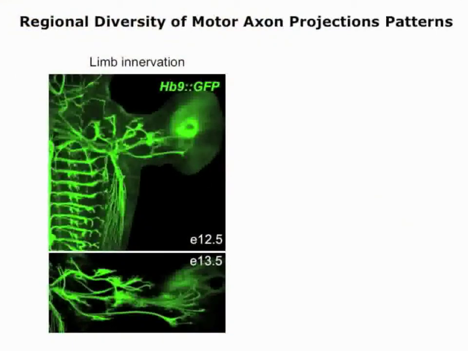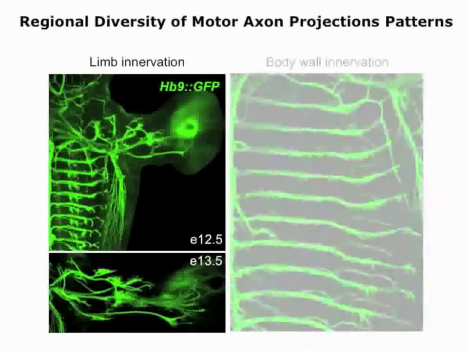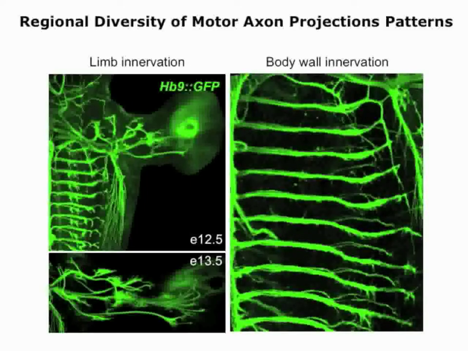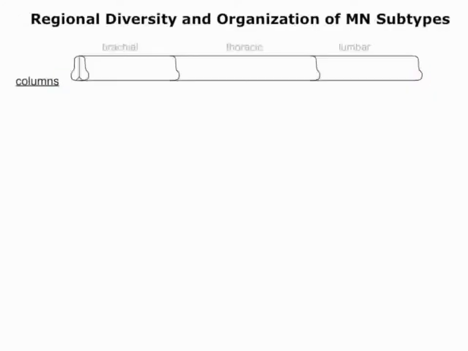These images show the patterns of axonal projections in mice where motor neurons are labeled with GFP. Limb innervation is characterized by a complex pattern of projections, with each branch targeting a unique set of muscles. In contrast, the body wall has a much simpler pattern of innervation, which is reiterated over multiple segments. These patterns of innervation are reflected in the organization of motor neurons within the spinal cord.